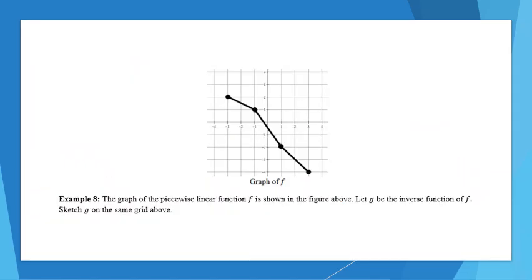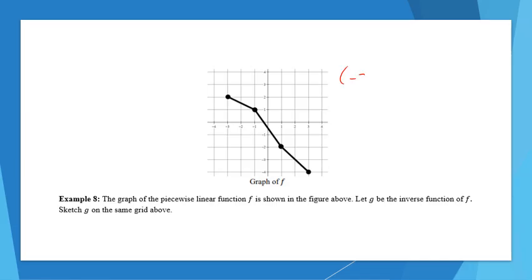Now let's take a look at example 8. The graph of the piecewise linear function f is shown in the figure above. Let g of x be the inverse function of f. Sketch g on the same grid above. And so what we want to do here is the same thing. Pause the video now and try this one on your own. But we want to take note of all the coordinates.